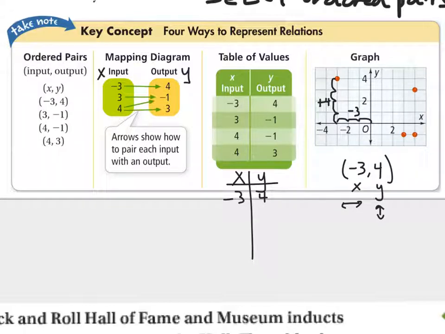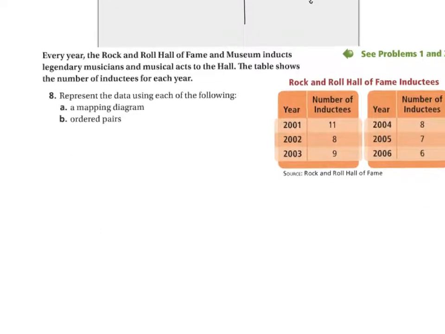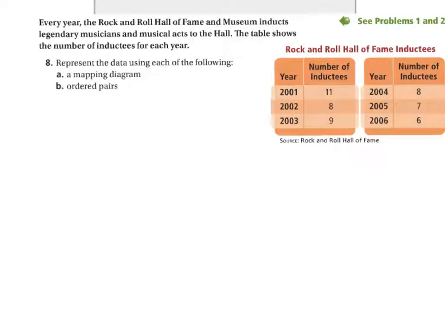All right, now let's take a look at the example down here that we have. It says here, every year, the Rock and Roll Hall of Fame Museum inducts legendary musicians and musical acts to the hall. The table shows the number of inductees for each year. Represent the data using each of the following: a mapping diagram and ordered pairs.